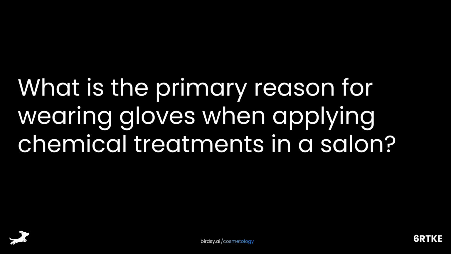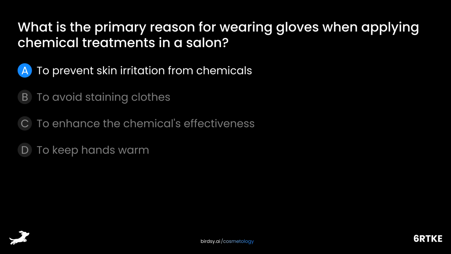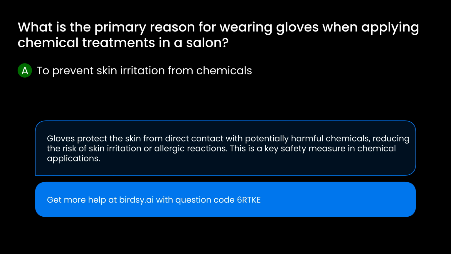What is the primary reason for wearing gloves when applying chemical treatments in a salon? Is it A, to prevent skin irritation from chemicals, B, to avoid staining clothes, C, to enhance the chemical's effectiveness, or D, to keep hands warm? The answer is A, to prevent skin irritation from chemicals. Gloves protect the skin from direct contact with potentially harmful chemicals, reducing the risk of skin irritation or allergic reactions. This is a key safety measure in chemical applications.